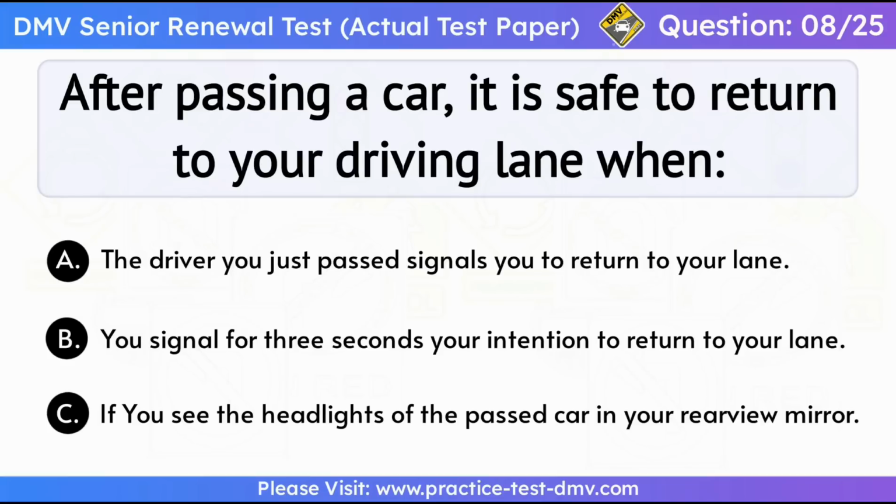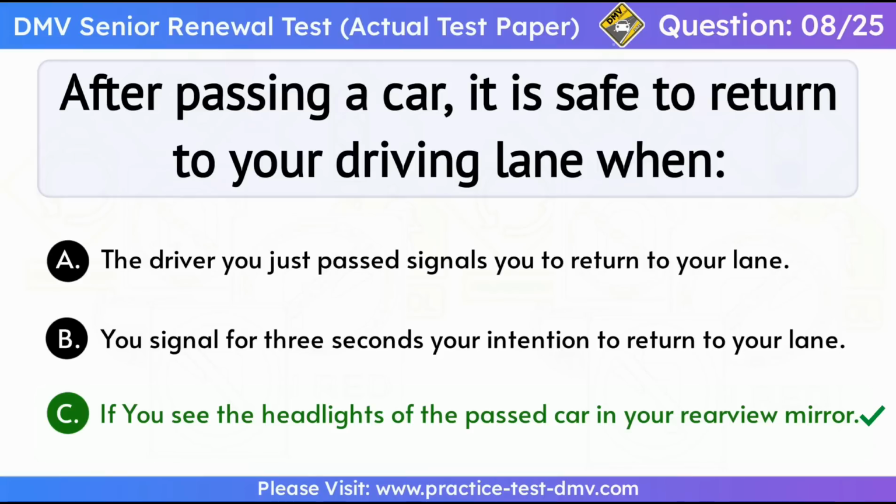You see the headlights of the passed car in your rearview mirror. Correct answer: C. You see the headlights of the passed car in your rearview mirror. Before you return to your driving lane, be sure you are not dangerously close to the vehicle you have just passed. One way to do this is to look for the vehicle in your inside rearview mirror. When you can see both headlights in your rearview mirror, you may have enough room to return to your driving lane.